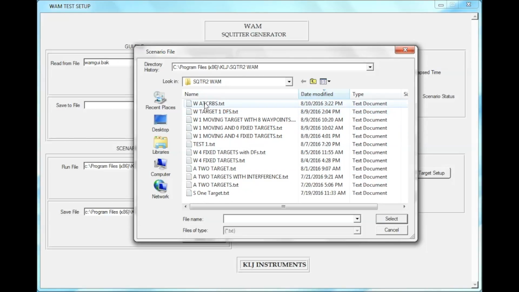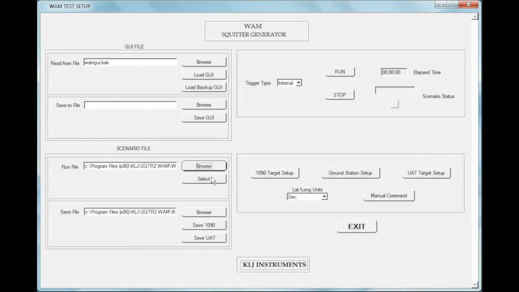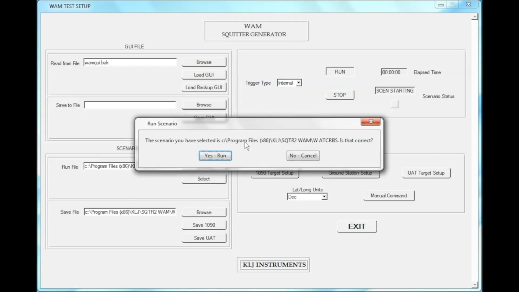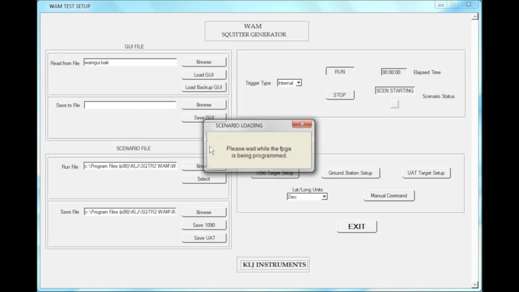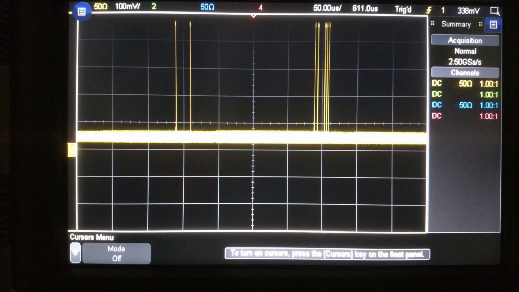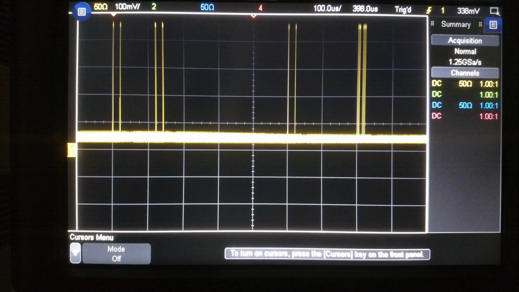I saved the scenario as W ACRABS, so now I will run it so we can see the ACRABS timing on the oscilloscope. As you can see on the oscilloscope, there are a pair of Mode A replies spaced at 120 microseconds, followed by a Mode A reply and a Mode C reply spaced at 200 microseconds.